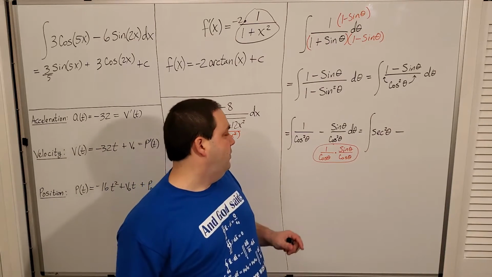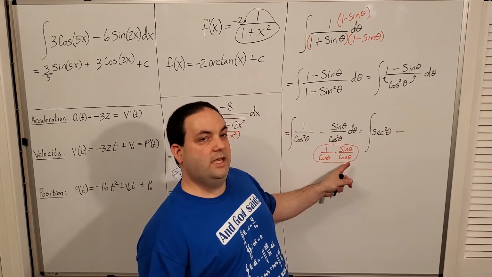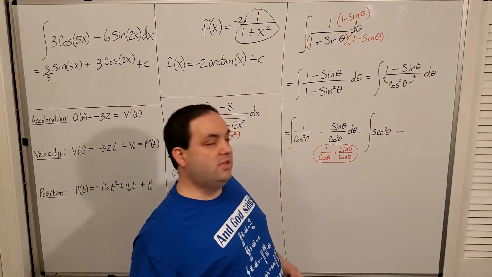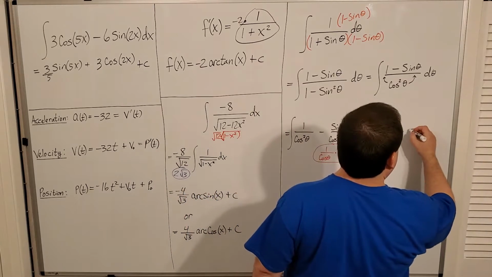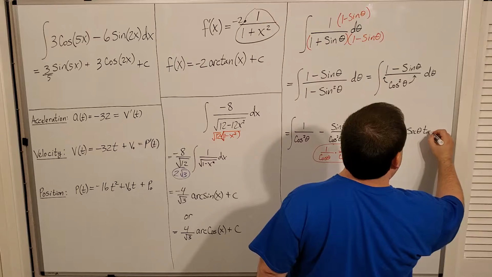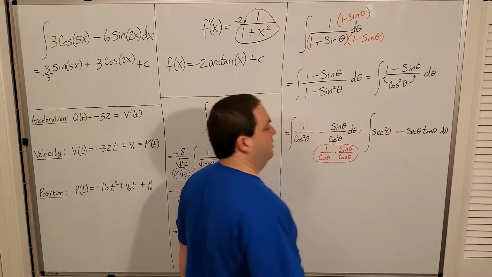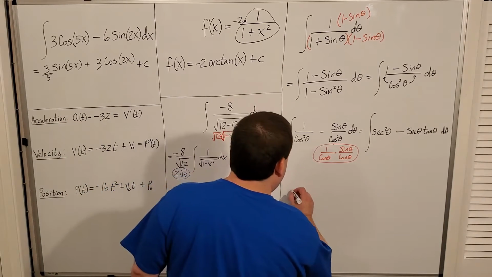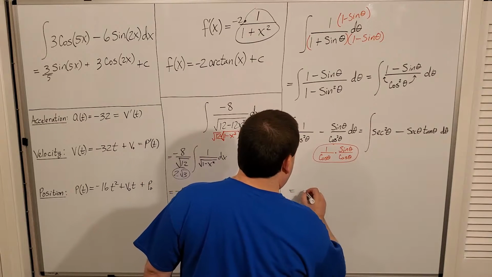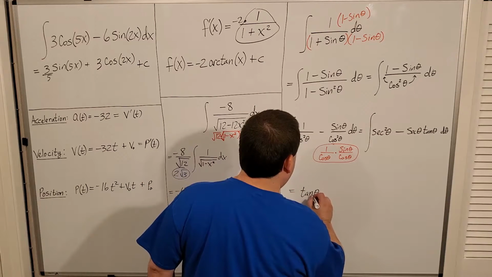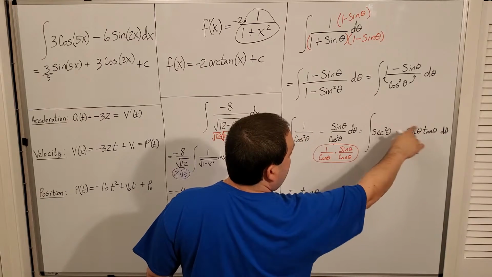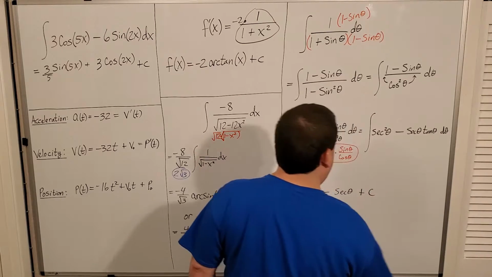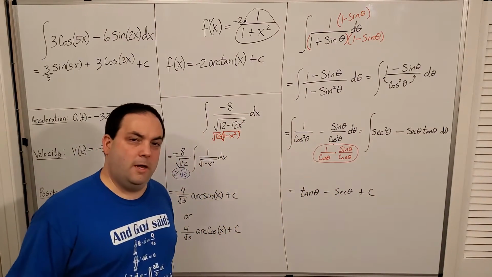And the reason why I did that is because I knew sine over cosine would give me tangent theta. And then whatever's left over, I can just try to work with. Well, it turns out 1 over cosine is secant. And what I have is secant theta, tangent theta, d theta. Both of those are basic rules that we can deal with. So my antiderivative here, antiderivative of secant squared theta is tangent theta minus antiderivative of secant tangent is secant theta plus some constant c. All right?